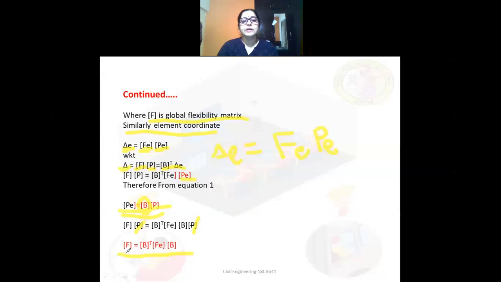What is F? The global flexibility matrix is written as transpose of B, where B is the transformation matrix, into FE, the element flexibility matrix, and B again the transformation matrix. So that is how the global flexibility matrix is related to the element flexibility matrix with the help of the transformation matrix.